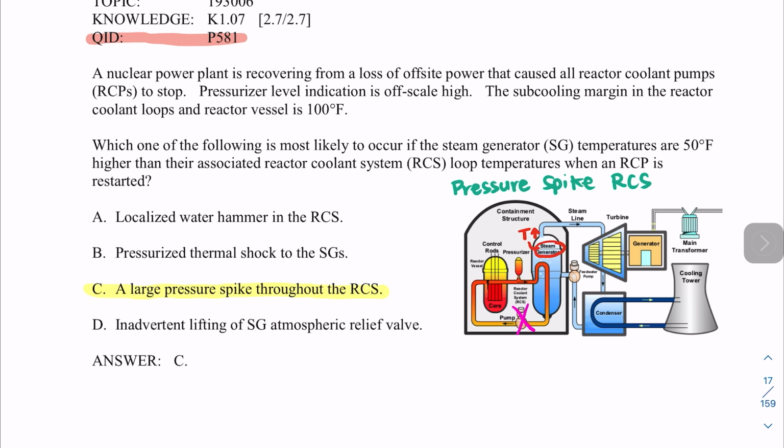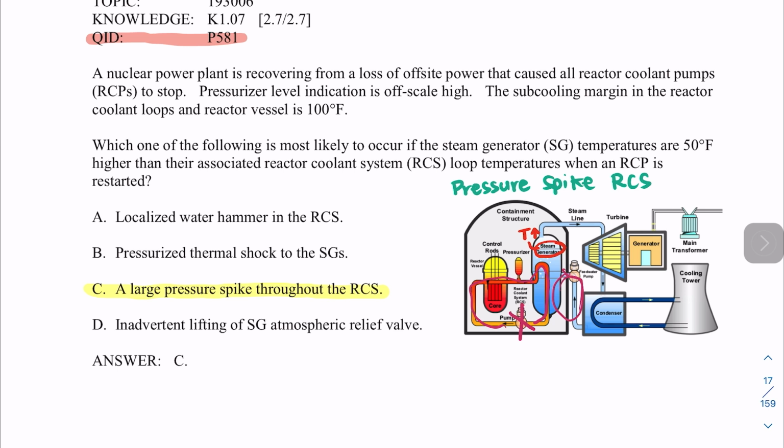If I don't have circulation in here because I lost my RCPs, remember what we talked about, this is going to get hotter. It's not transferring any heat. It's going to get hotter, hotter, hotter. And this other side is going to get cooler, cooler, cooler. Remember that we talked about that. So that's what's happening. When we read that, we need to be able to determine what's happening. So we are increasing the temperature on the steam generator, right?